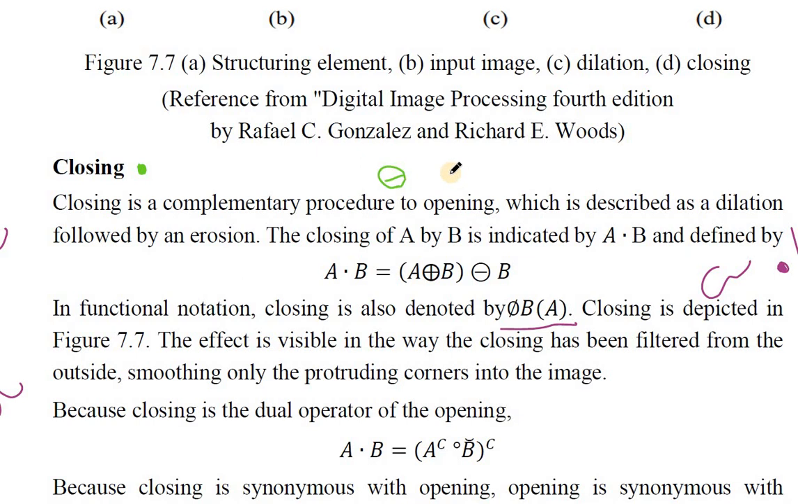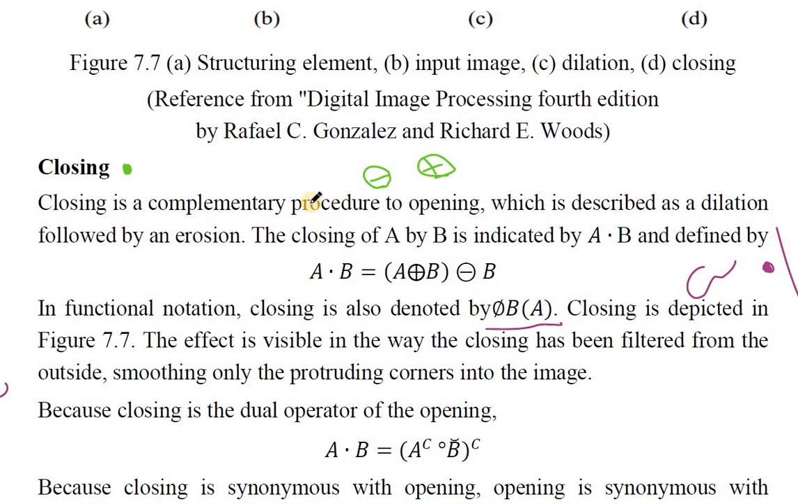A circle with a minus sign in it. What is the sign of dilation? A circle with a plus sign in it is the sign of dilation. Okay. So closing is a complementary operation to the opening, which can be described as dilation followed by erosion. So first A dilation B, whatever is the answer of this, you erode it by B.